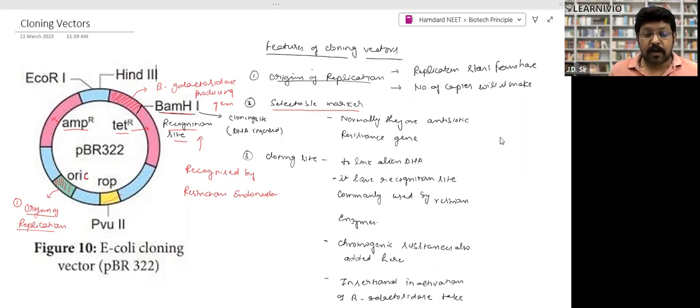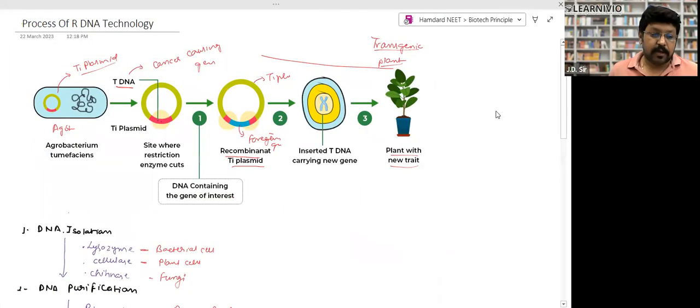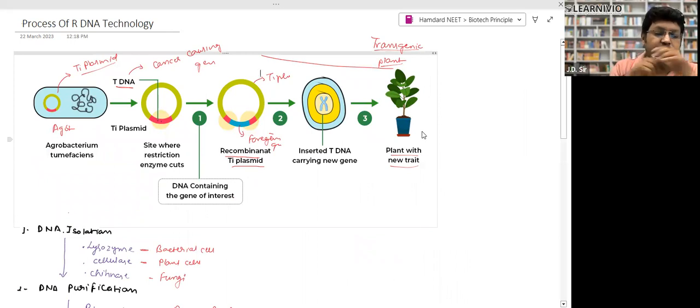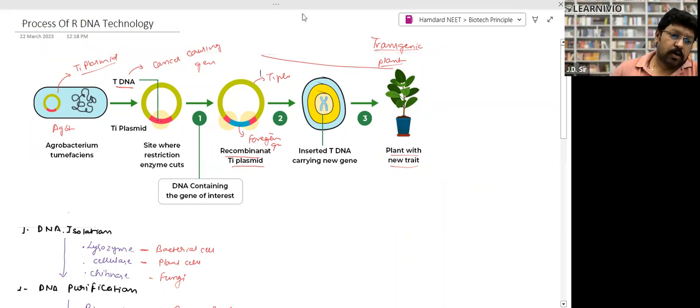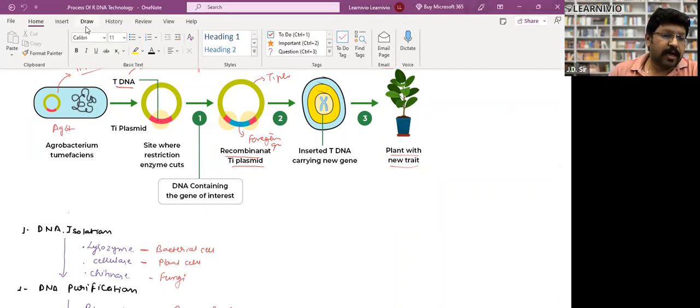So the next topic is the process of recombinant DNA formation, right? I have tried to show it with the help of this schematic diagram. You have to keep on taking the screenshot of this one. After the class, don't keep it as a screenshot. Just note it down. Even if you have the time right now, you can note it down, because it's easy. This is the process by which we form the recombinant DNA.